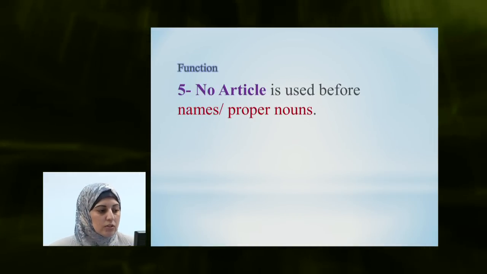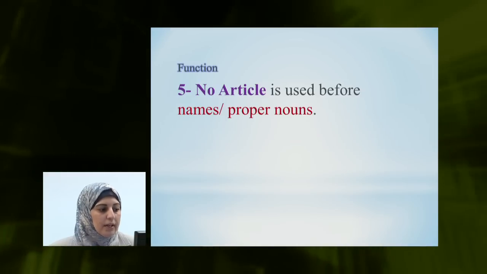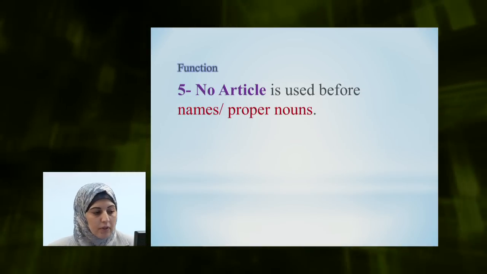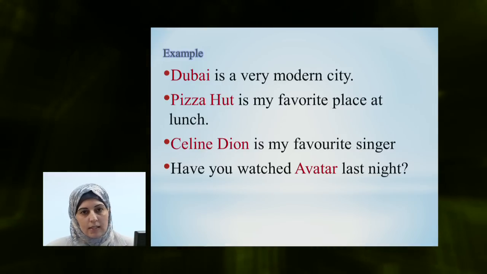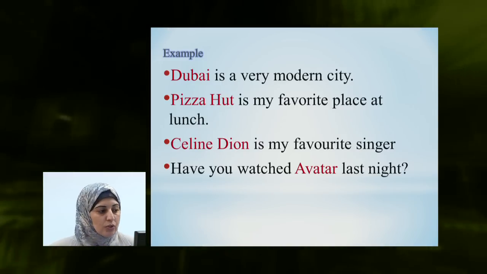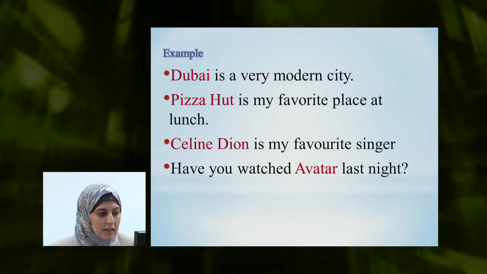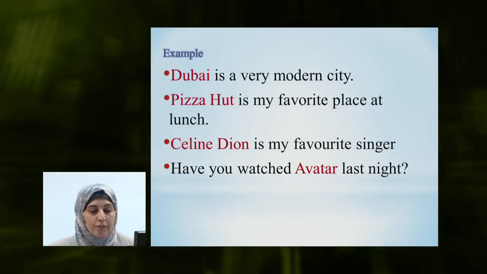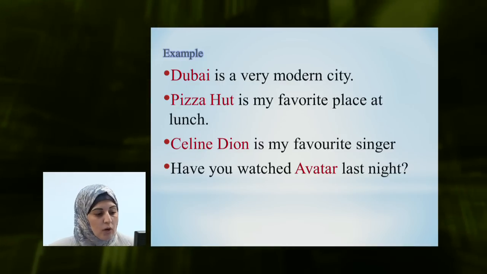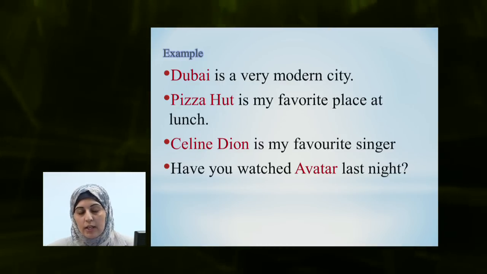Number 5, we also use no article before names or proper nouns. So you say Dubai is a very modern city, because Dubai is a proper name, so you don't use any article. Pizza Hut is my favorite place at lunch. Celine Dion is my favorite singer. Have you watched Avatar last night? So as you notice here, these are all proper nouns. In these cases, we don't use any articles.